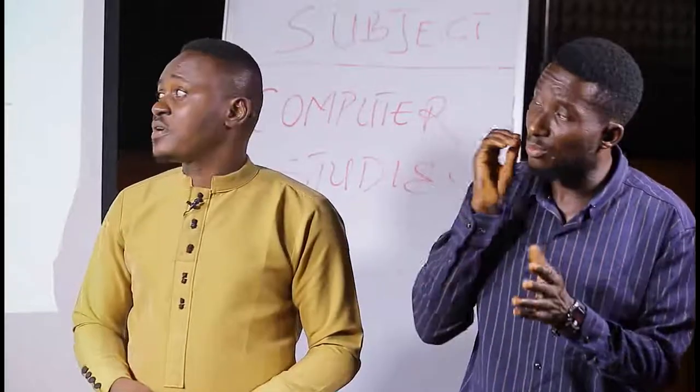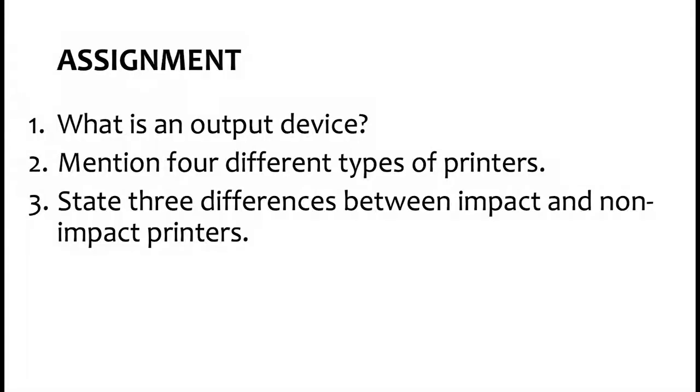The assignment goes thus. Number 1, what is an output device? I still want you to define an output device for me. Number 2, mention 4 different types of printers. Number 3, state 3 differences between the impact and non-impact printers. I come again. Number 1, what is an output device? Number 2, mention 4 different types of printers. Number 3, state 3 differences between impact and non-impact printers.